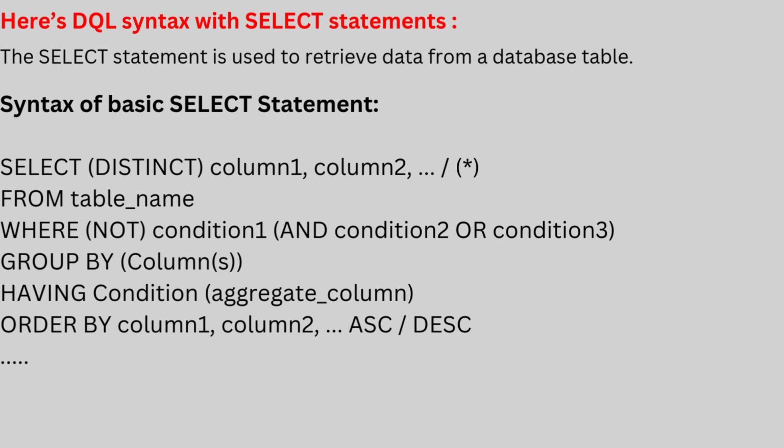Syntax of basic select statement. Select distinct, column 1, column 2, or asterisk for all columns. From table name. Where condition 1 and condition 2 or condition 3. Group by columns. Having condition on aggregate column. Order by column 1, column 2, ascending or descending.